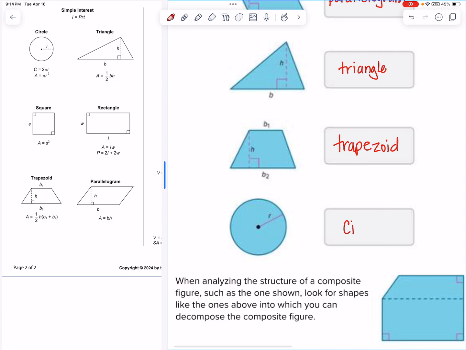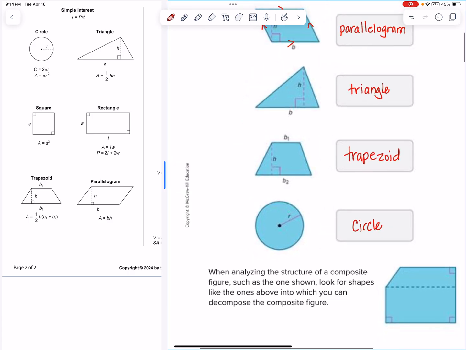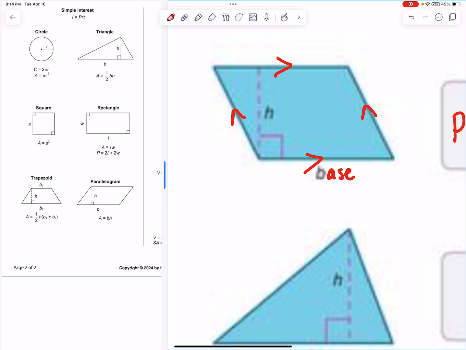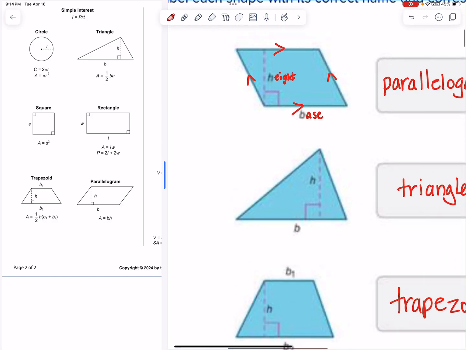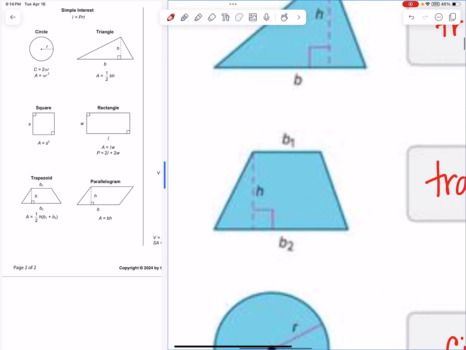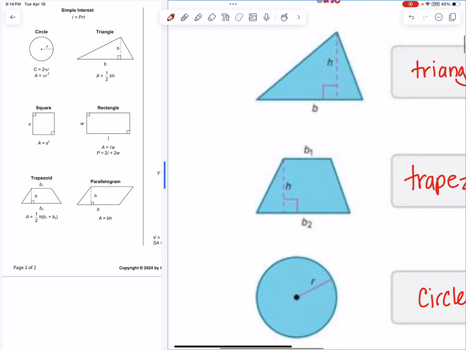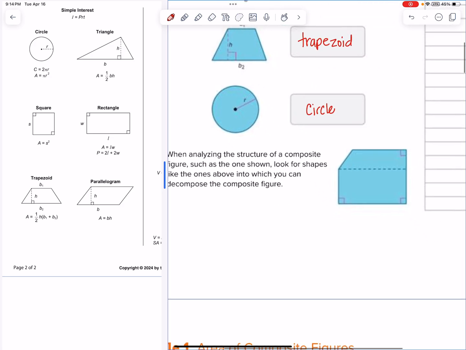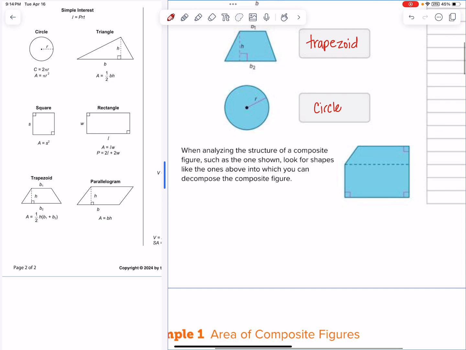Obviously, this is a circle. Hopefully you know that's a circle. Some of the pieces to be aware of: you have a base, if you want to write that, and then height, and that's what those symbols are. Same thing there. And this is just base 1 and base 2, which are the two parallel sides, and then obviously our radius.